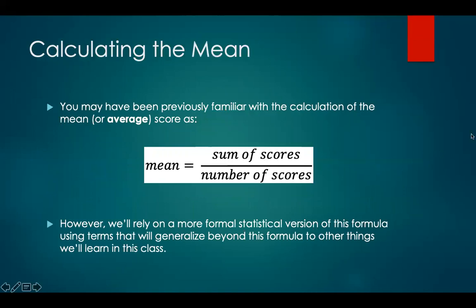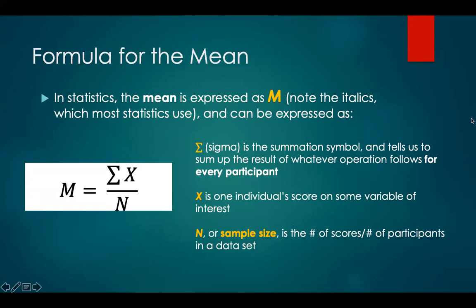Now, you might be familiar with this formula for how to calculate a mean. So the mean equals the sum of scores divided by the number of scores. But we're going to rely on a more formal statistical version of this formula, using terms that will generalize beyond this formula to other things we will learn in this class. Now, in statistics, the mean is represented as an uppercase M, and notice the italics which most statistics use.